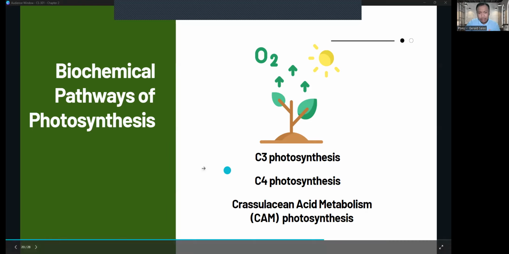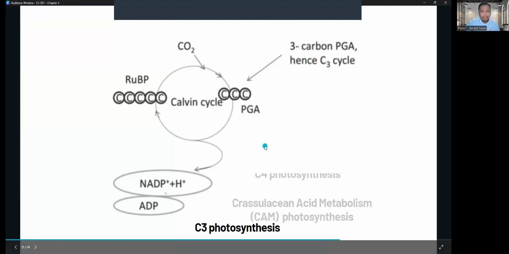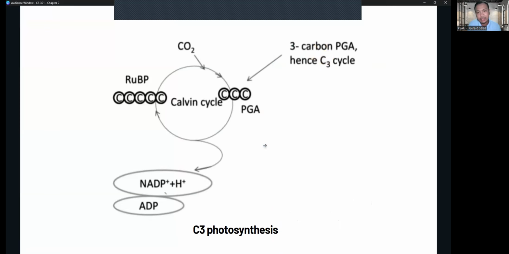Now, for C3 photosynthesis, this is basically the process. The output is always the three carbon molecules. Now, usually, most of the plants generally undergo C3 photosynthesis. So usually we have the soybeans, we have those. The rice is actually a C3 plant as well.